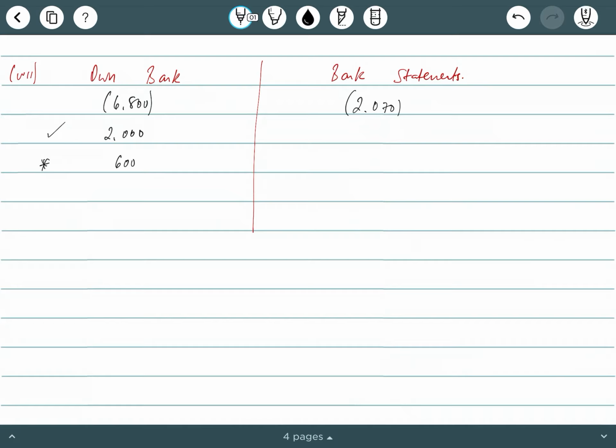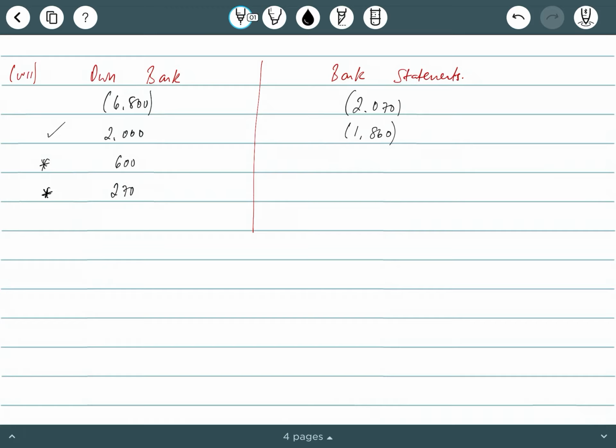A check issued for 1,860 had not been presented for payment yet. So that is another minus 1,860, as it's going to increase our overdraft in the bank statement. A check for 1,250 issued to a supplier had been recorded as 1,520. So that's too much, therefore we need some of that money back. The difference between 1,520 and 1,250 is 270.